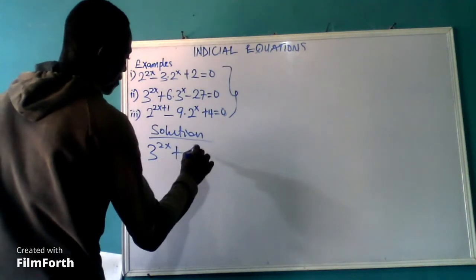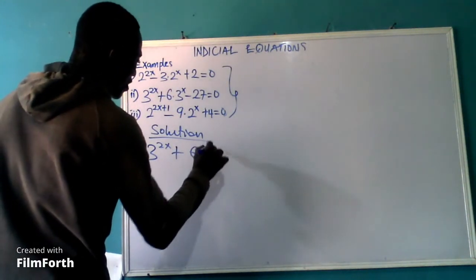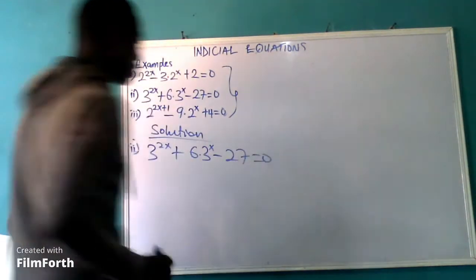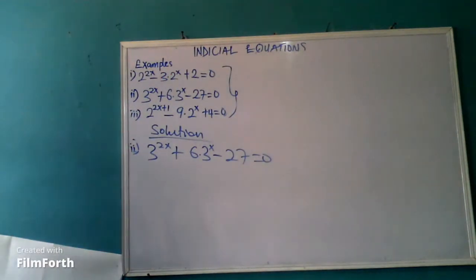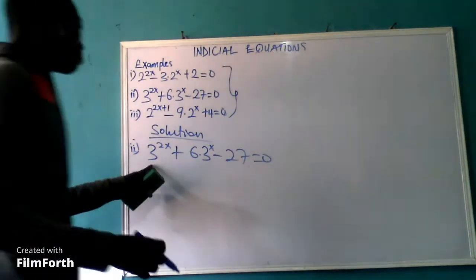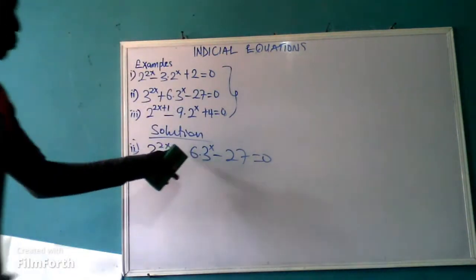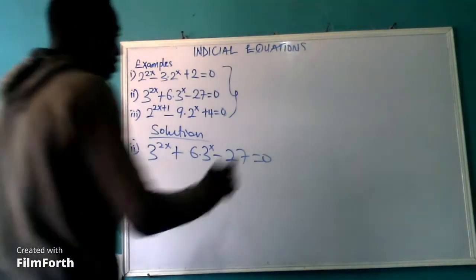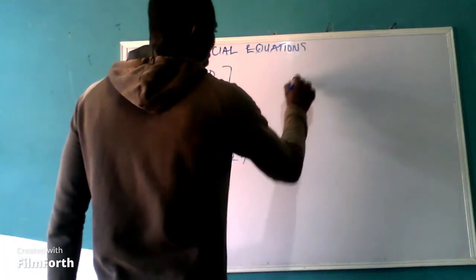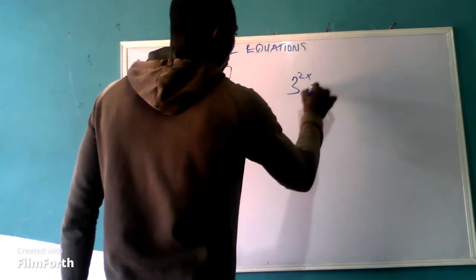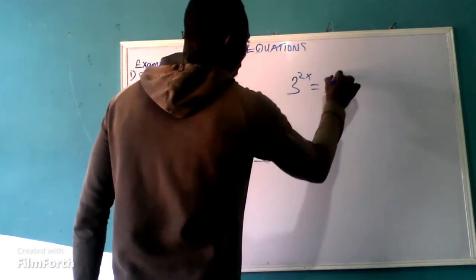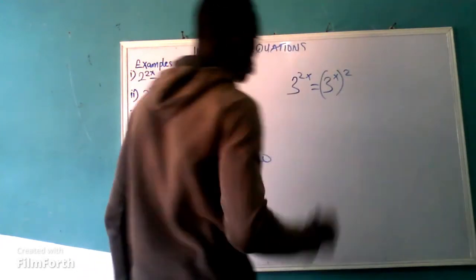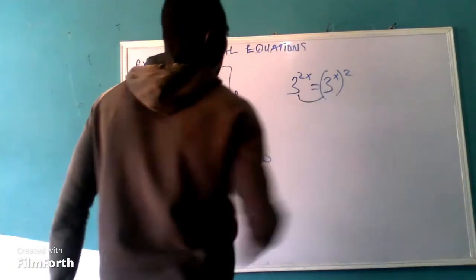plus 6 multiplied by 3 raised to power x minus 27 equal to 0. Now, to transform this equation, you must split this power, these indices, into its original form, so that 3 raised to power 2x will be rewritten as 3 raised to power x, everything in brackets raised to power 2. I will replace this now by this in this equation.